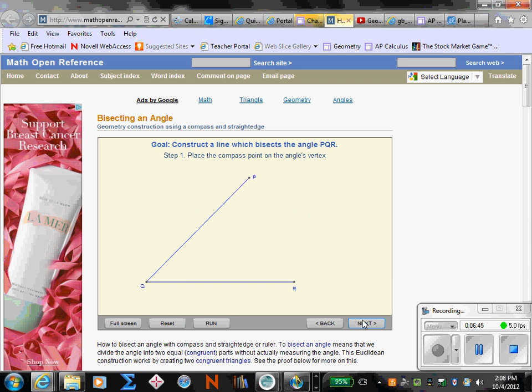Put your compass point on the angle's vertex. In this case, that's vertex Q. Set the compass to any convenient length and draw an arc across the angle. You can make it continuous there if you want to, not pick it up. Now it doesn't matter the width of your compass. You can change the width, but you're going to put your pinpoint on one intersection point and put an arc on the inside of the angle. And without changing the width, you're going to do the same thing coming from the other direction.